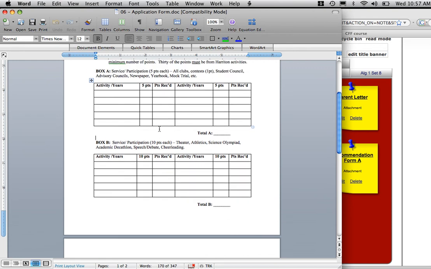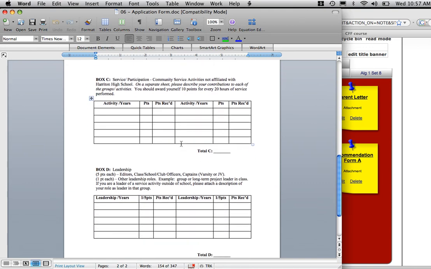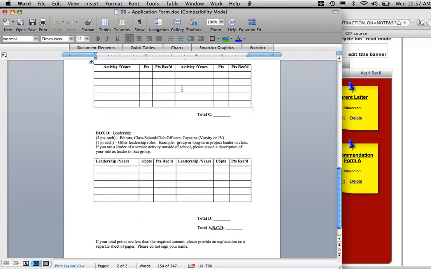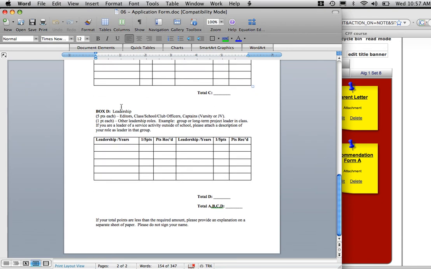If you're wondering what the difference is, a decision's been made that these activities down here in the box B are generally more of a time commitment than the box A activities. And those decisions are fixed. That's what I meant by the point values are fixed. Box C again was the community service, and you can earn up to 10 points for every 20 hours of service performed, and we have to validate all this with the service organization that you participated in.